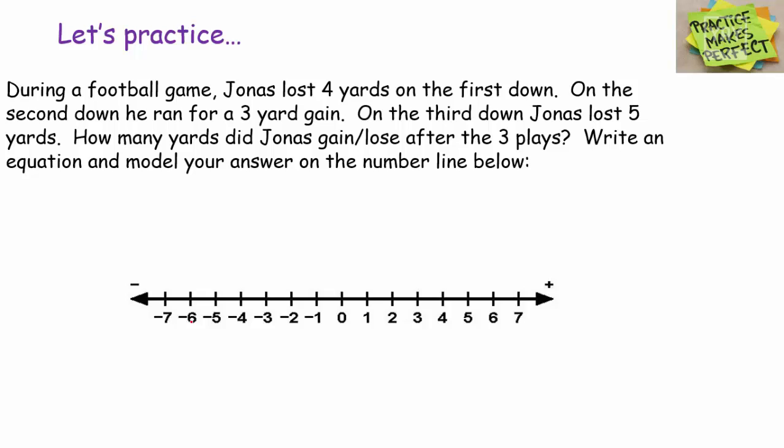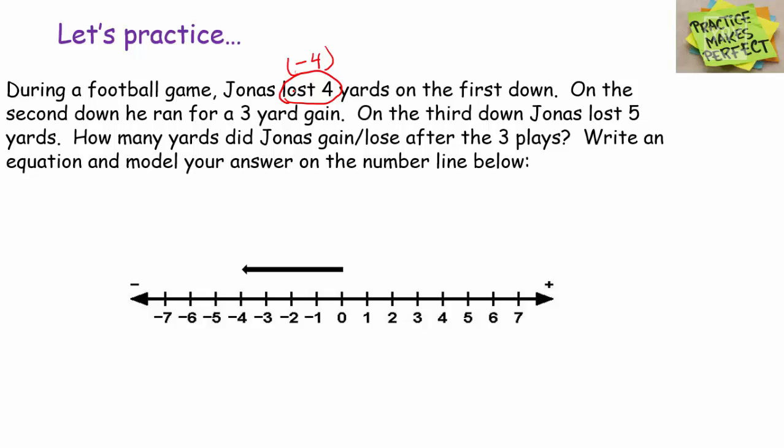Okay, welcome back. First thing we're going to do, once again, is start on that 0 because that's where we start all of our vectors. It says Jonas lost 4 yards on the first down. So if I look at the word lost 4, that actually means a negative 4. So I'm going to start here at 0 and go the distance 4 to the left because my word up here says lost. So there's my vector. I started it at 0. I went to the left 4 because it says I lost 4.